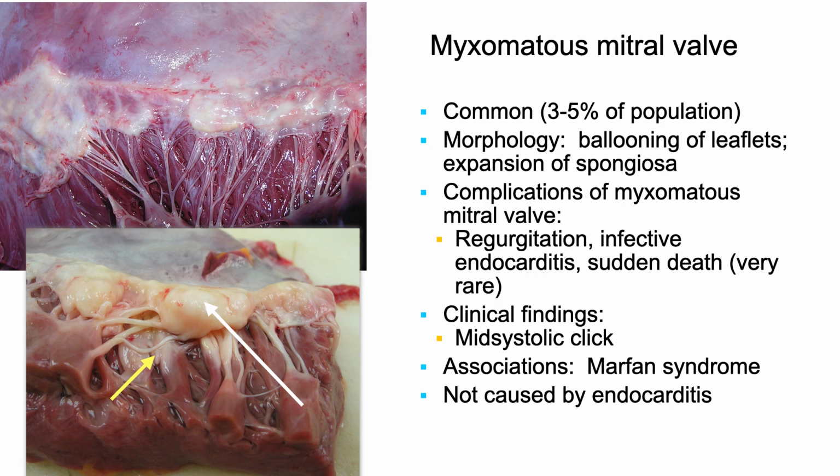It's not caused by endocarditis, but it could be a complication. You could get endocarditis as a complication of potentially having a myxomatous mitral valve. And unlike bicuspid valve by itself, which is not associated with sudden death, myxomatous mitral valve is. And as a forensic pathologist, I've seen people who have died suddenly from association with a myxomatous mitral valve.